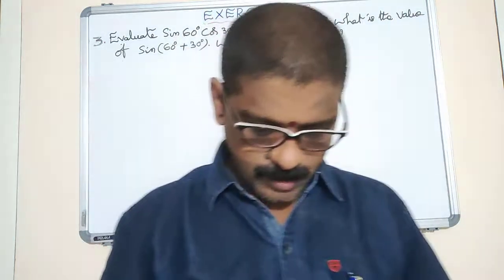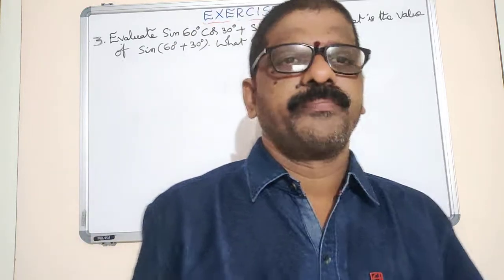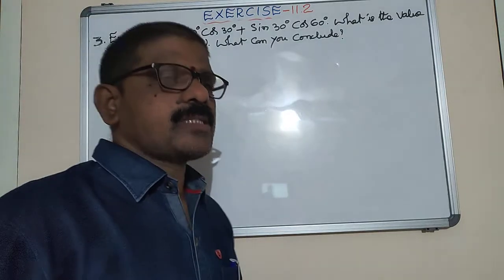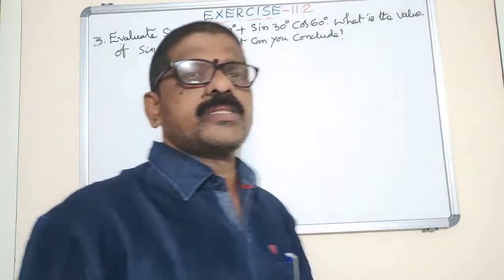We discuss the third question from exercise 11.2. The first question is: evaluate sin 60 cos 30 plus sin 30 cos 60.